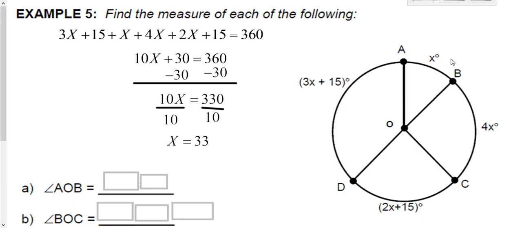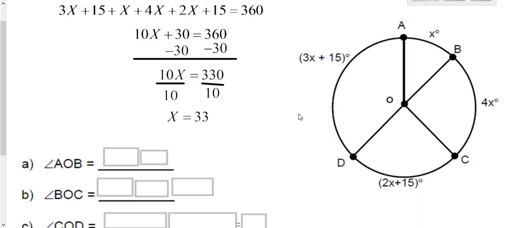Now we can figure out what all these arcs are and their angles. Let's see. Angle AOB, for instance, is the same as this arc, which is x. And what does x equal? 33. We just figured it out. So that angle is 33. Angle BOC equals this arc, which is 4x, 4 times whatever x is.